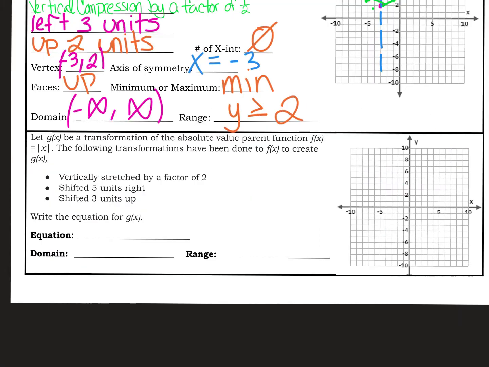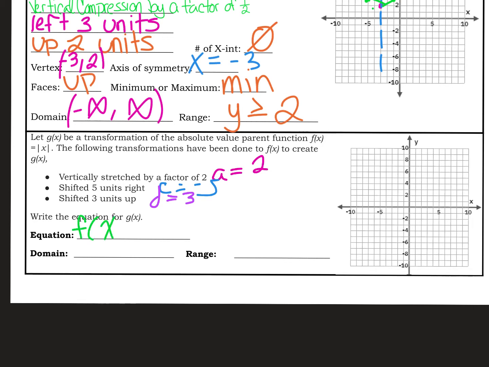Alright, for this problem here, we have a vertical stretch by a factor of 2. So that is our a value, and it's a positive because there's no reflection. We are shifting it to the right 5. So we know our c value is going to be a -5. And we are shifting it up, which means d is equal to a +3. Let's put all of that together to get our equation.